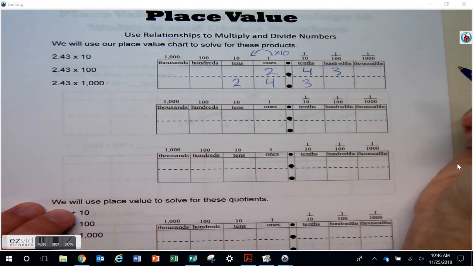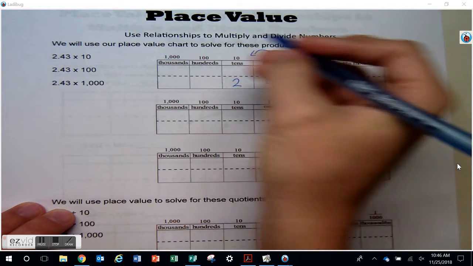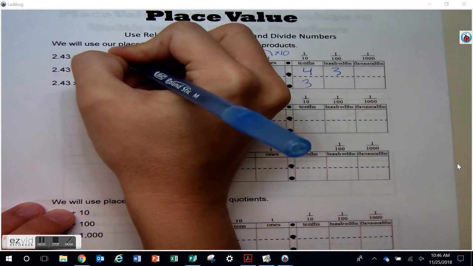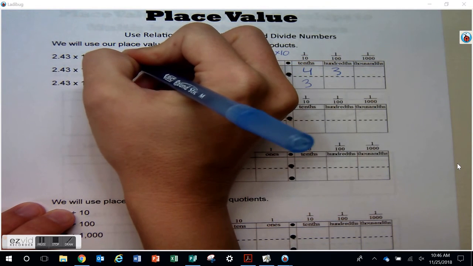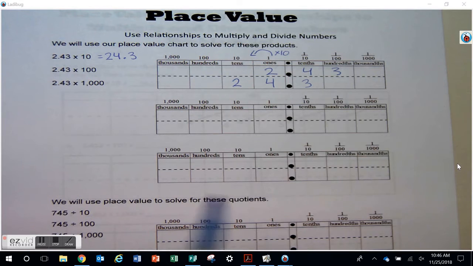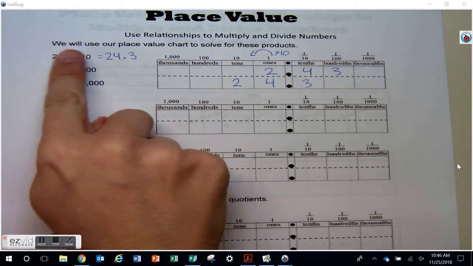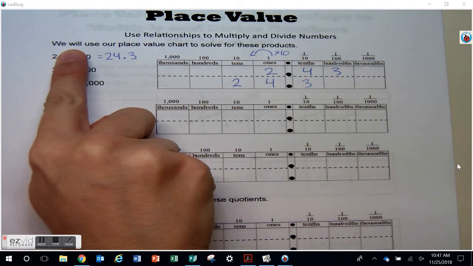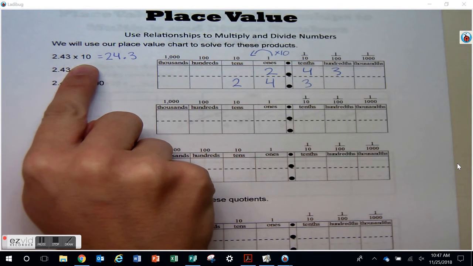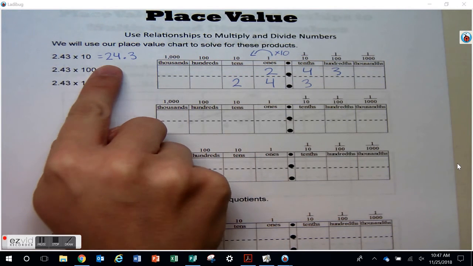Now let's check to make sure if that makes any sense at all. If I took off the decimal piece and I just looked at the whole number, 2, what's 2 times 10? 2 times 10 is 20. Am I pretty close? Yes, I am. So here when I multiplied by 10, each number went up 1 place value.